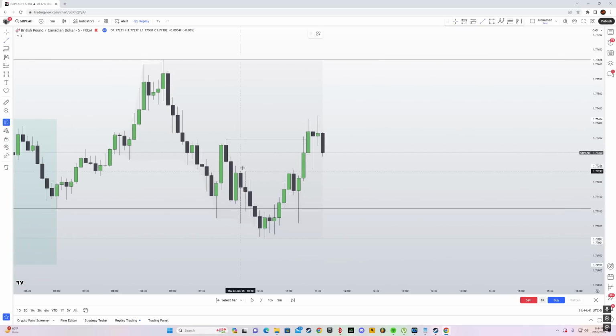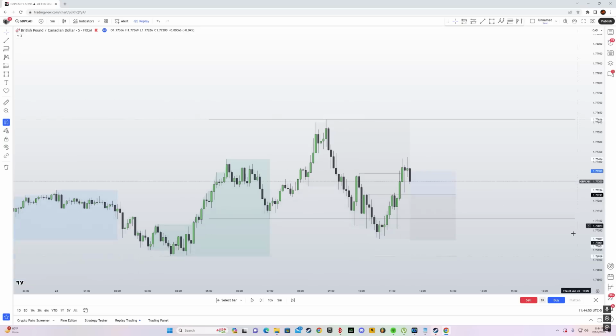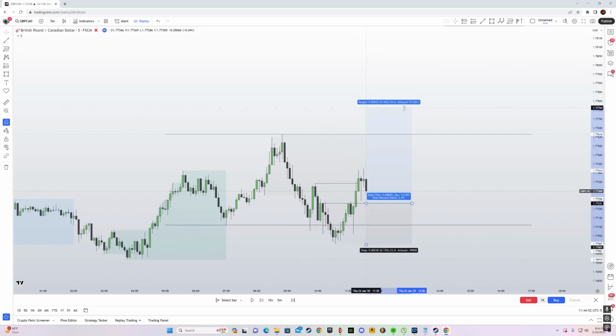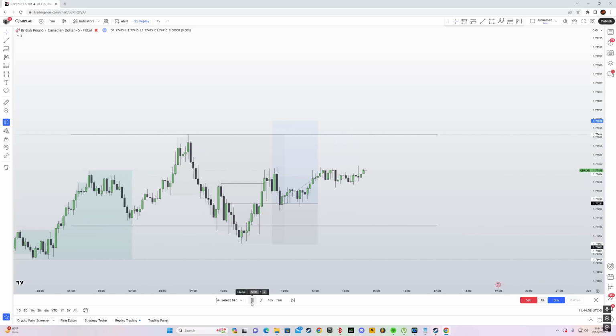Now we do have an order block here as well. So that is going to be our entry. Stop can go over here as well. Doesn't matter. And we're going to aim for 1 to 2. As simple as that. So let's see how this plays out. Entry during the closing hour. So that is perfect.